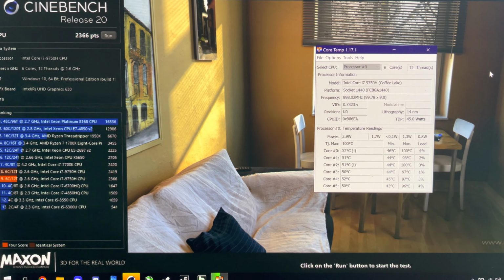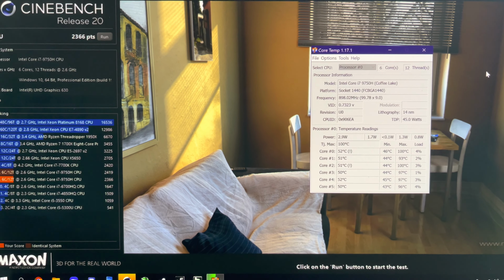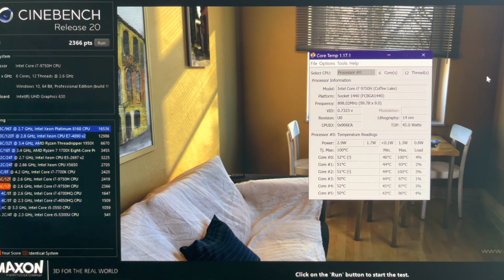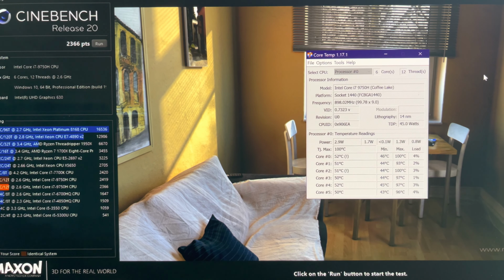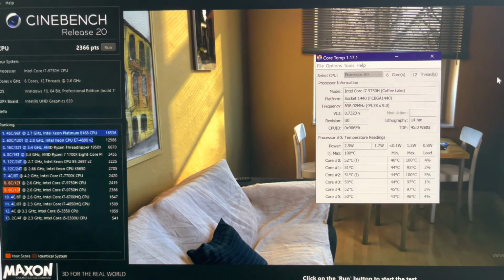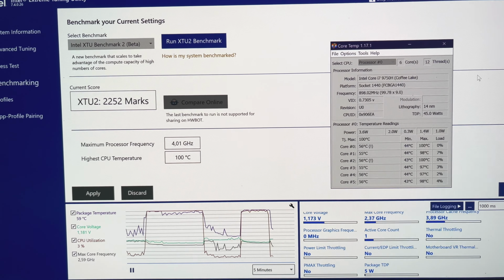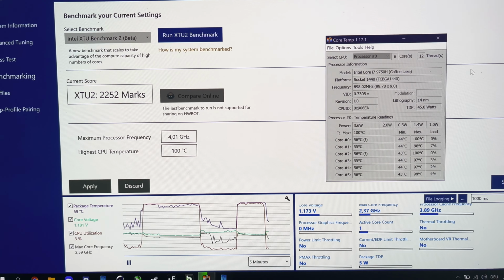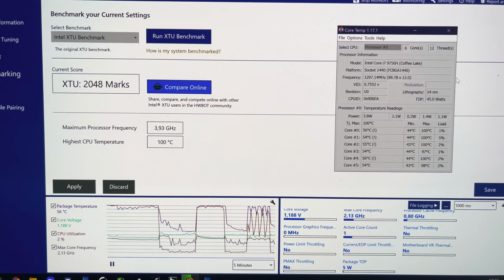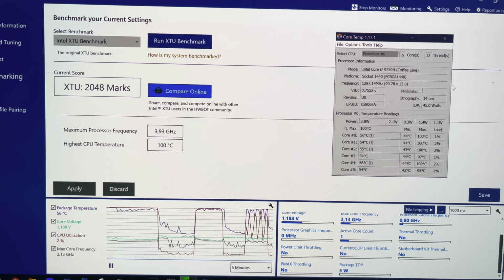As you can see in the Cinebench R20, we are reaching 2,366 points with a maximum of 100 degrees Celsius. If you look at the Intel XTU2 benchmark, we are seeing nearly the same in terms of score. Let's save those numbers and then we will compare them to the figures afterwards.